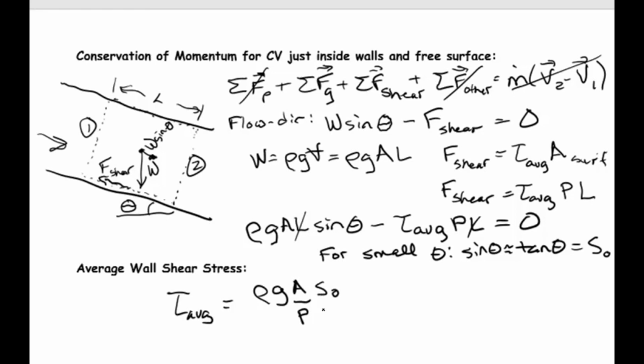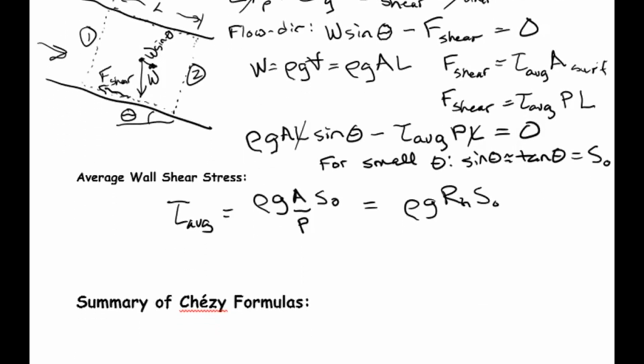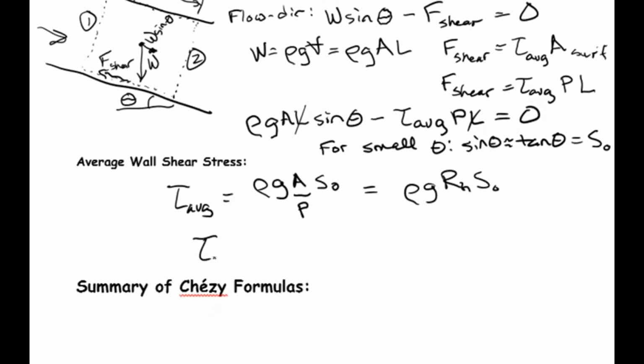Okay. Do you remember what A over P was though? A over P was our hydraulic radius. All right. So there it is. That's our tau average. You just rewrite it again. And that came from conservation of momentum: rho g R_H S_O.